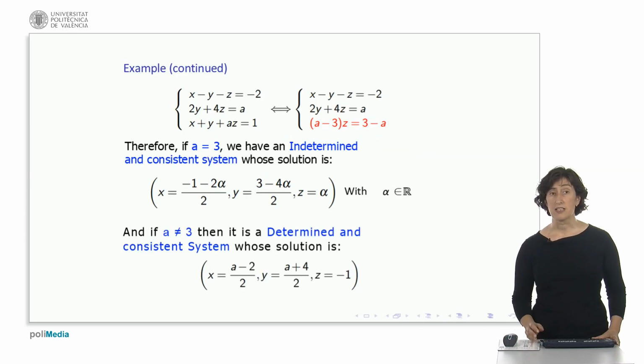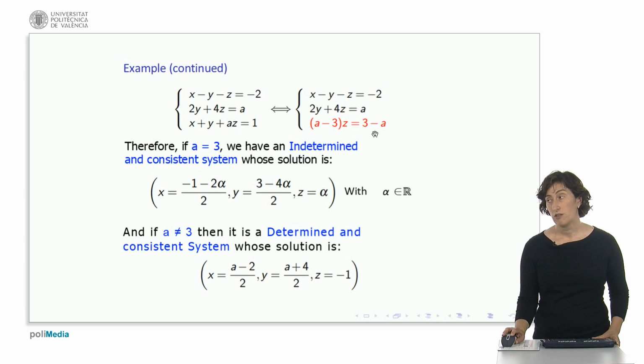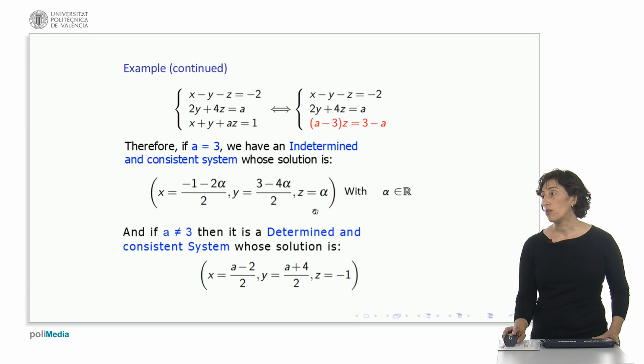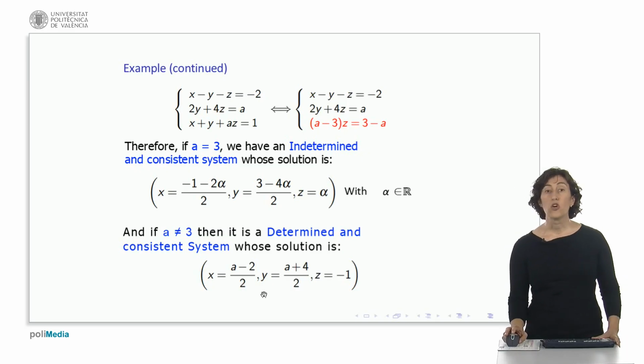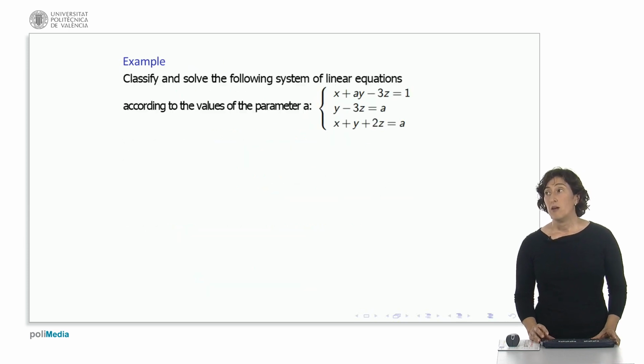What happens if a is different from 3? Well, if it is different from 3, as this number is not 0, it can be divided to the other side, with which I have that the system is consistent determinate with a single solution. What is the solution? Well, if I divide, I have that z is worth minus 1. Substituting in the second equation, I have that y is worth (a plus 4) divided by 2, since I do not know what a is worth. And replacing in the first one, I have that x is equal to (a minus 2) divided by 2. As you can see, the system is consistent determinate with a single solution. This works exactly the same as if a were a well-known number, and the only thing to be careful about is not to multiply or divide by 0.